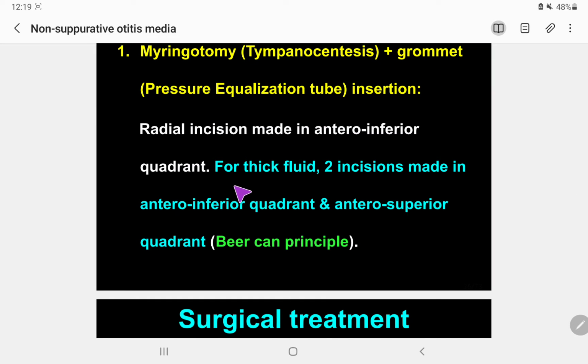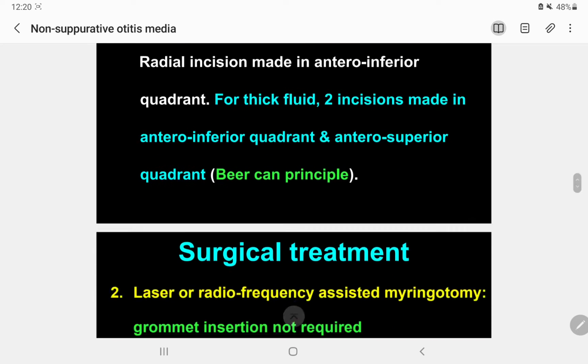inferior quadrant. But if the fluid is thick, then two incisions are made, that is anterior inferior quadrant and anterior superior quadrant. This is known as the beer can principle. Okay, radial incision in the anterior inferior quadrant if the fluid isn't thick, but if the fluid is thick, then we have to do two incisions, that is on the anterior inferior and anterior superior, and you know that it works on the beer can principle, right?